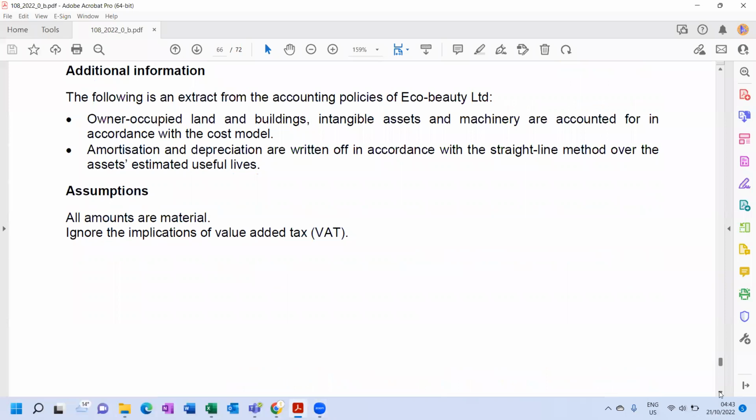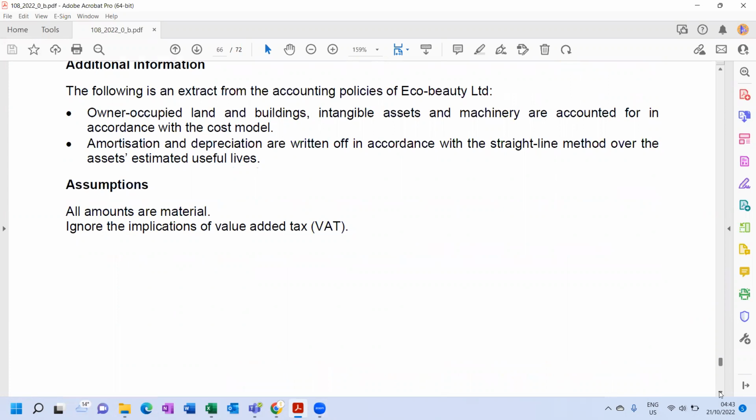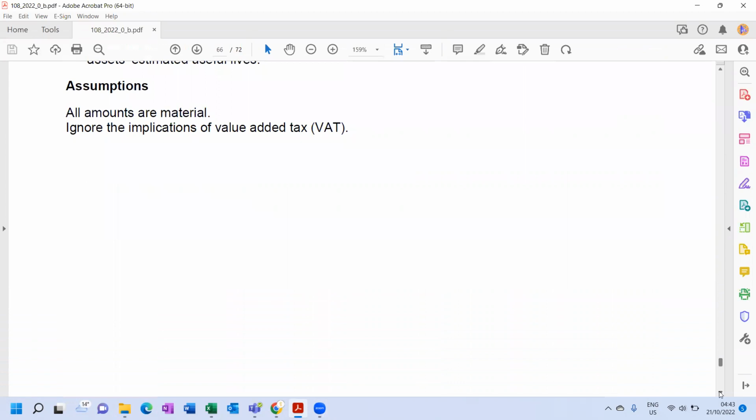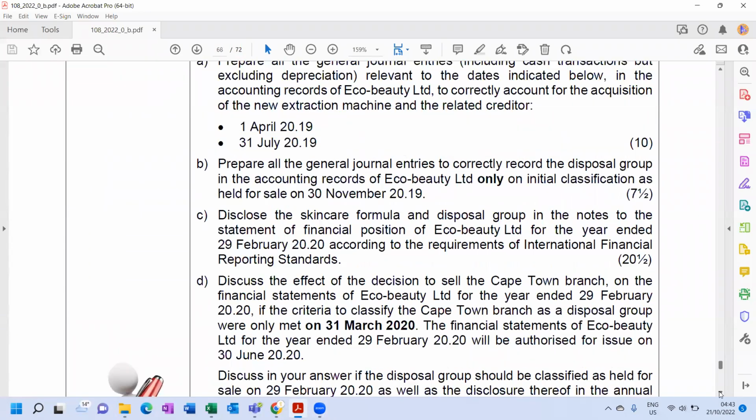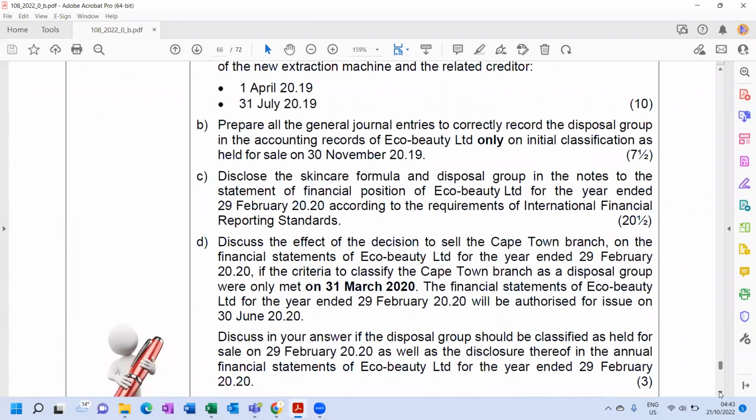So additional information over here. You can see owner-occupied land, intangible assets, and machinery are accounted for on the cost model, and then written off on the straight line method over the estimated useful life. Okay. So in the first video, I did part A. I'm going to do part B and part C.